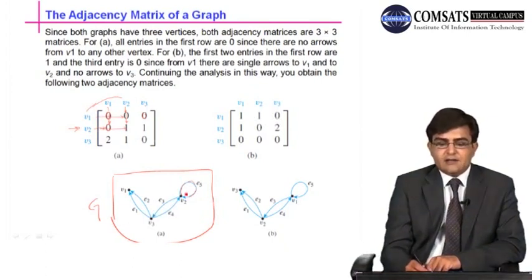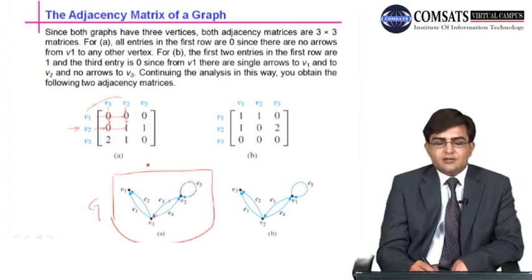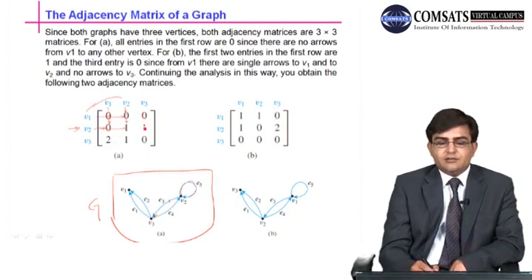So here you can check by looking at the graph and see how many arrows are there from V2 to V3. There is only one arrow, this one, which is from V2 to V3 because of its direction, as you can see. So there is only one arrow from V2 to V3, so we write here 1.